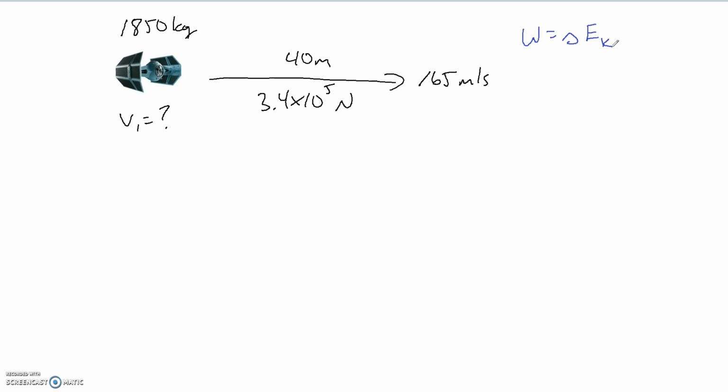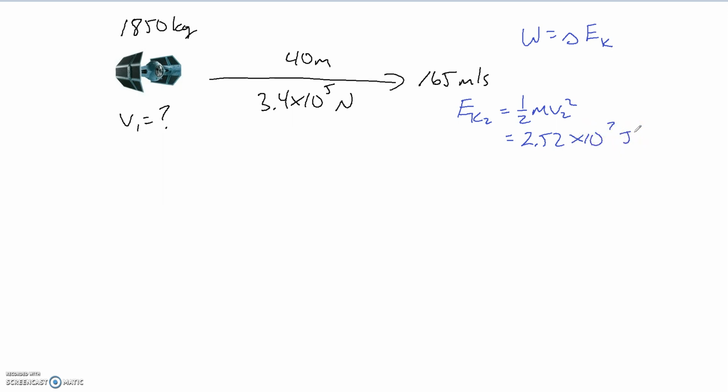Now, we don't know the first kinetic energy because we don't know the first speed, but we can find out the kinetic energy at the end since we have the mass and the final speed. So I find out my kinetic energy at the end, or EK2. If I do 1/2 mv2 squared, I can calculate that my spaceship ended with approximately 2.52 times 10 to the 7 joules of kinetic energy.